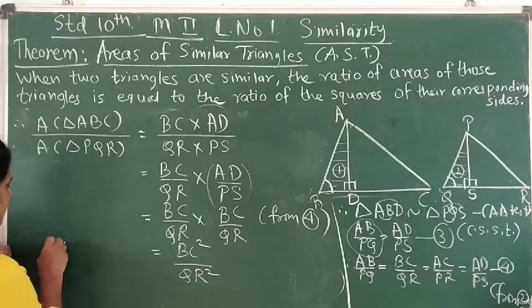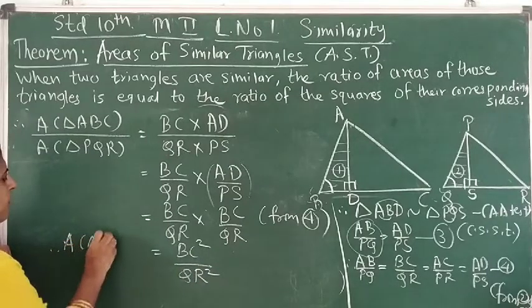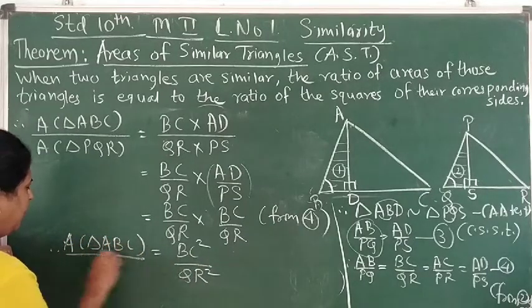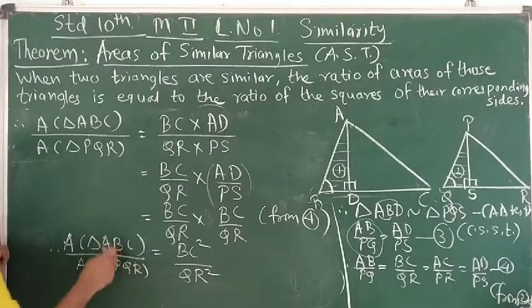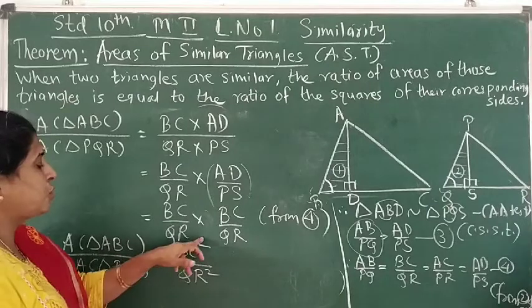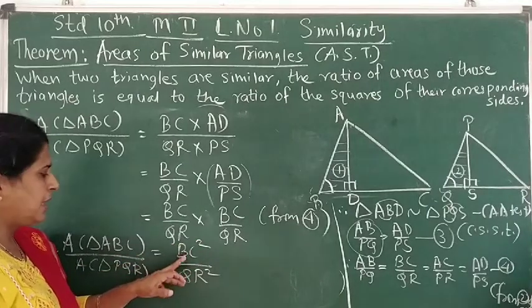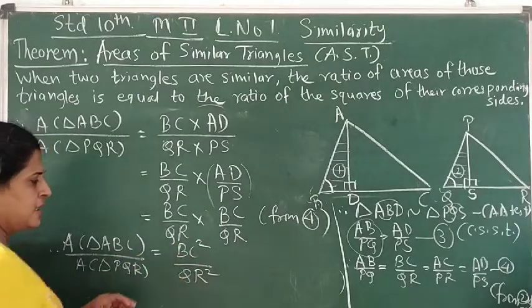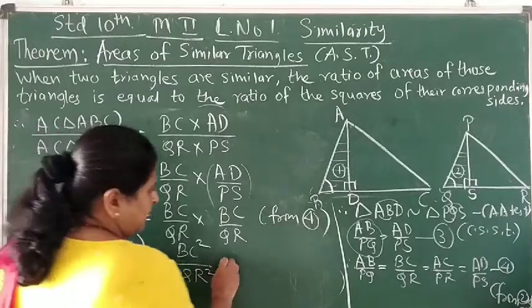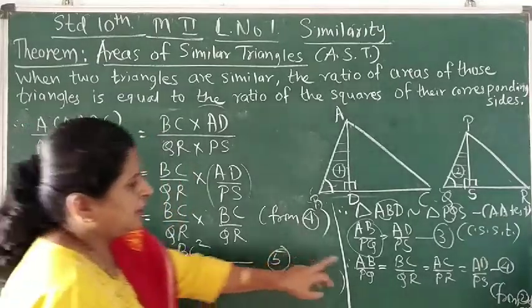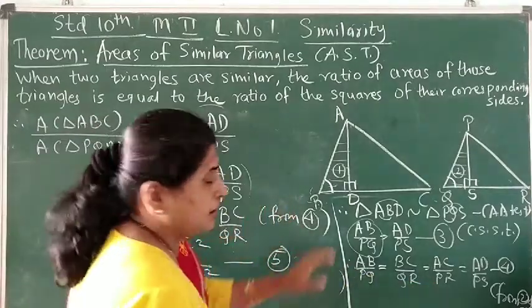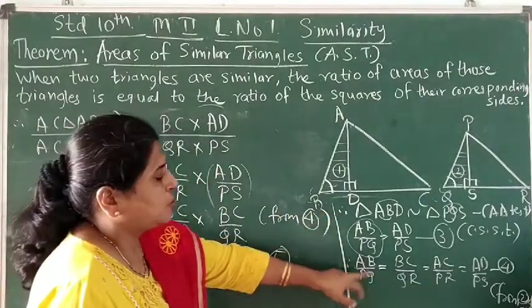Okay, so here let's write area of triangle ABC upon area of triangle PQR. So we got that the ratio of areas of these two similar triangles is equal to the square of their corresponding sides. But here we have only one pair of sides. To write the other pair, let's write statement number 5 over here. Now from this statement, all these three sides are, sorry, not equal, but their ratios are equal.